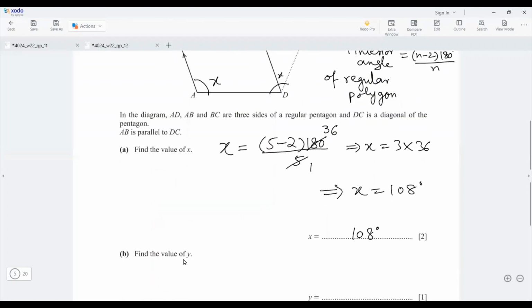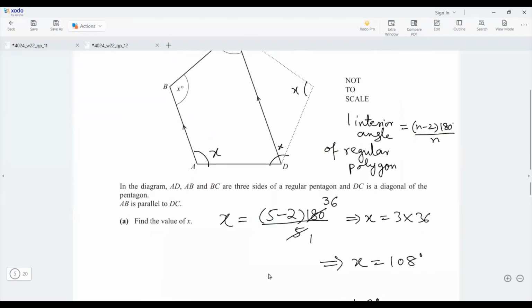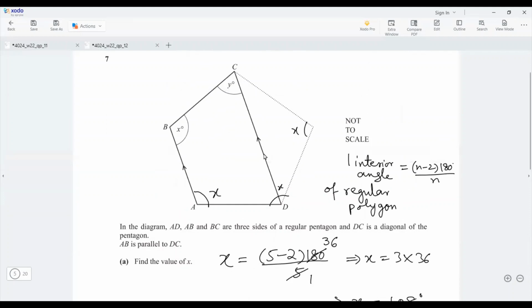In the next part, we have to find the value of y. How can we find the value of y? They have already mentioned it's a parallel line. For parallel lines, interior angles on the same side must be supplementary. Supplementary means the addition of both angles results in 180 degrees. So if the same line makes interior angles with two parallel lines, the sum of these two angles must be 180.